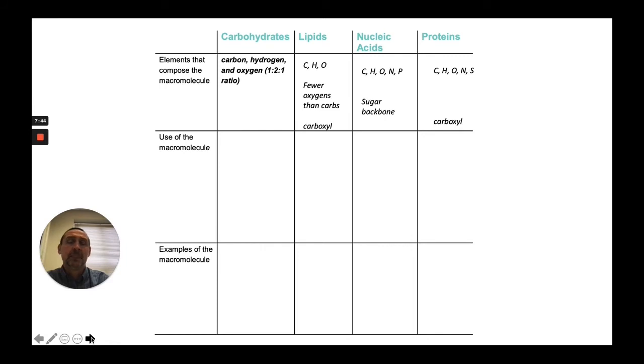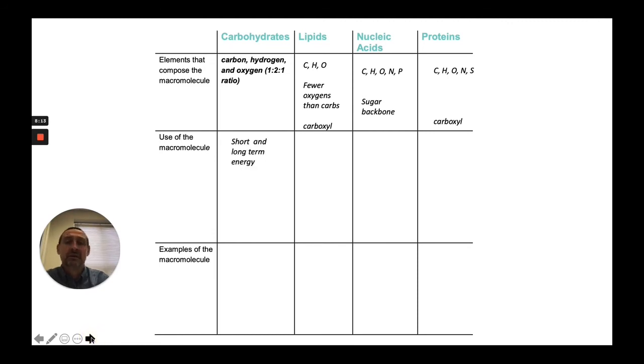You also notice that lipids have a different ratio between the hydrogens and oxygens than carbohydrates. Lipids have much fewer oxygens than carbohydrates do. But lipids have a carboxyl group, and so do amino acids that make up proteins. Nucleic acids have a sugar backbone, usually ribose or deoxyribose. That sugar is a carbohydrate.